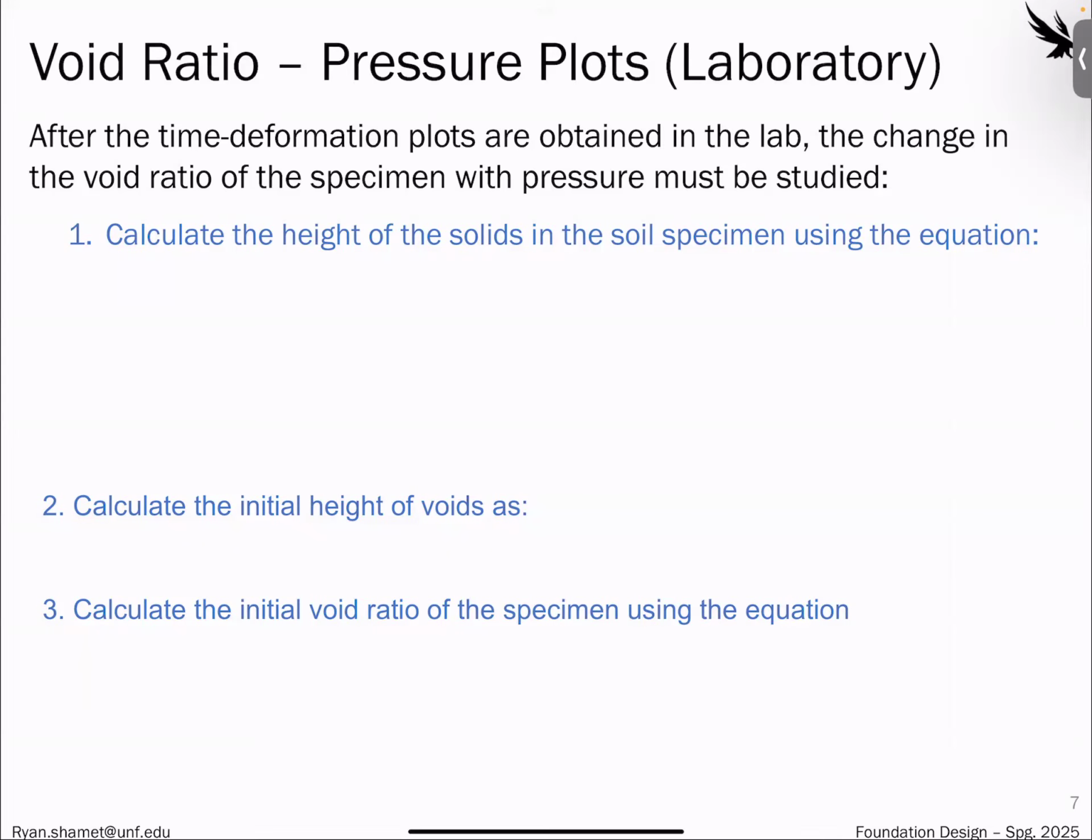But first, what we need to know is the initial height of the solid portion, because the solid portion is not changing in our sample. We're not removing any, or adding any. So we find this using this equation. Height of solids is equal to the weight of the solids divided by the area of the sample times the specific gravity of the solids times the unit weight of water.